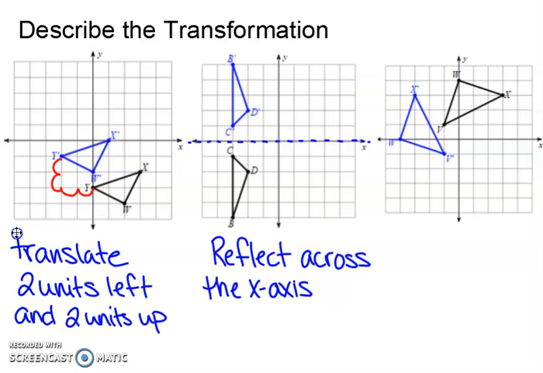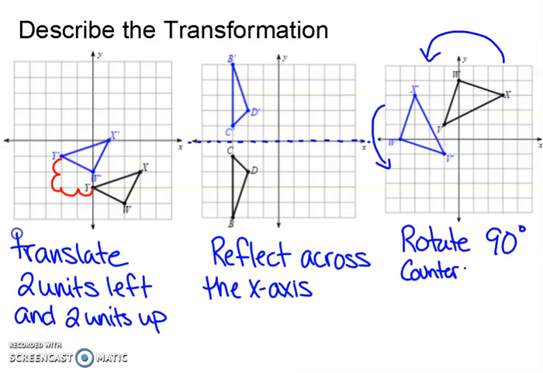Our last one here is our rotation. This triangle has turned. So we're going to rotate 90 degrees. And we need to decide, was this clockwise or counterclockwise? So remember, if we start with black, that means that point X moved from here to here, and the others moved this way. So that's counterclockwise. So rotate 90 degrees counterclockwise. And we're always about the origin.